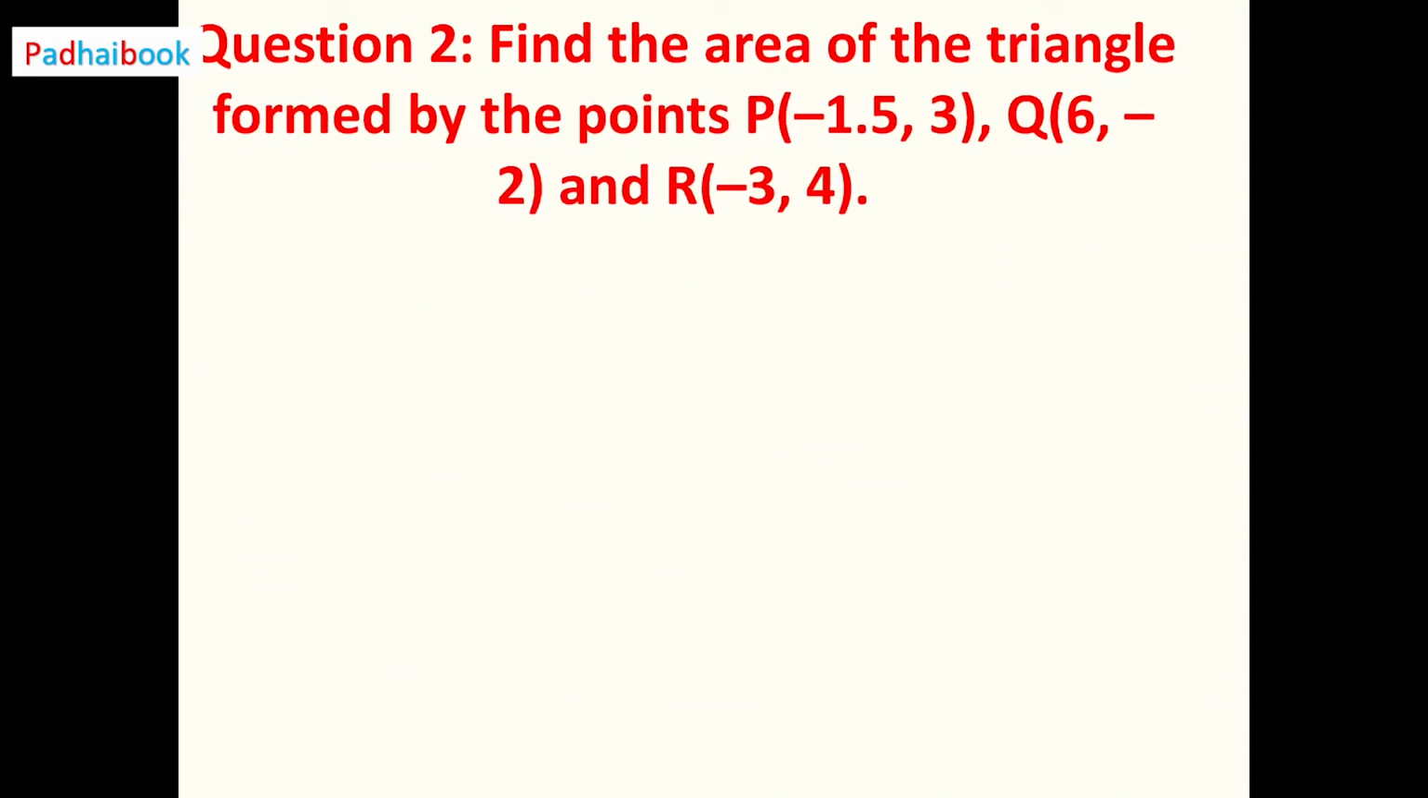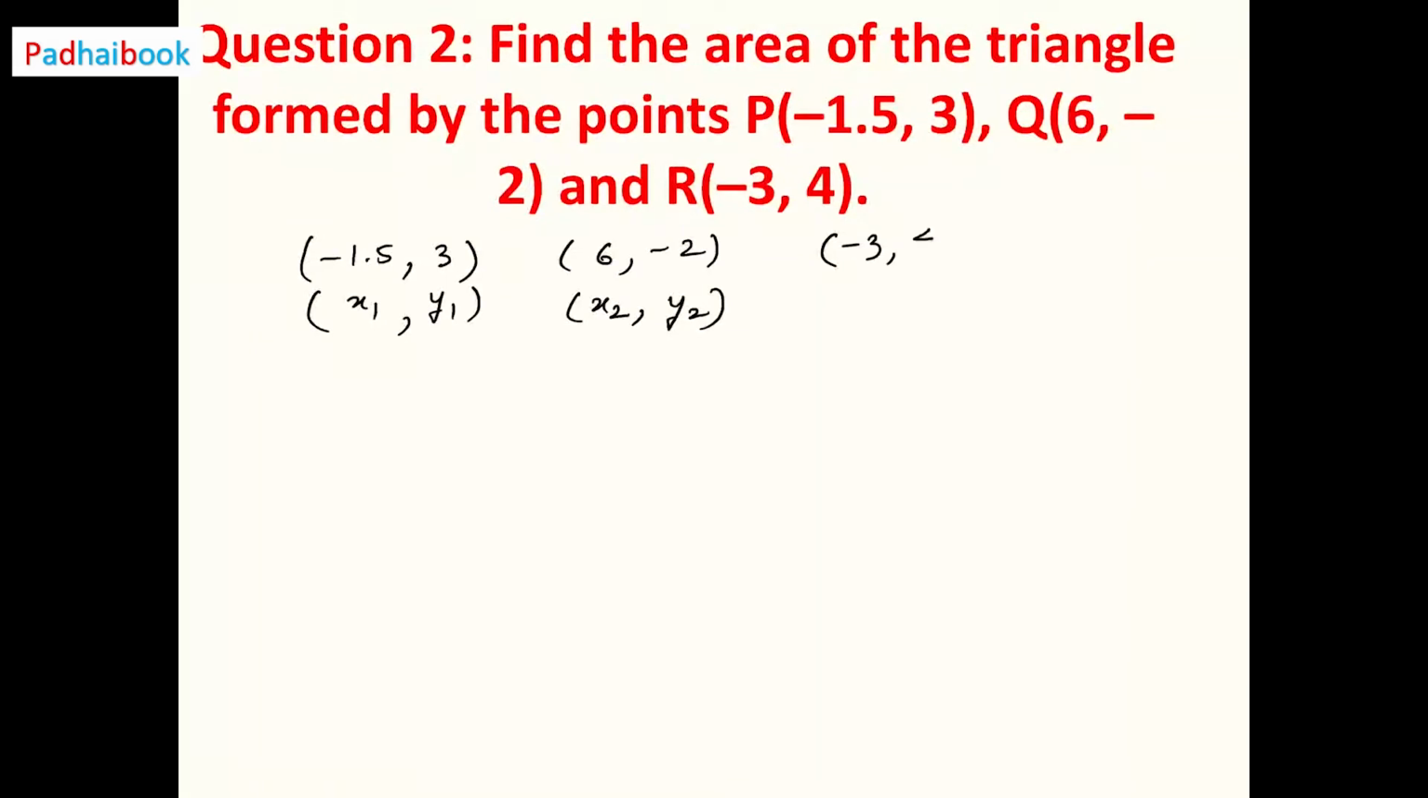Again, we have to find the area of the triangle if the 3 points are given. Let me take the points as (-1.5, 3); this point is (x1, y1). Then the point (6, -2); let this point be (x2, y2). And then (-3, 4); that will be (x3, y3). Right? Now I'm going to find the area.